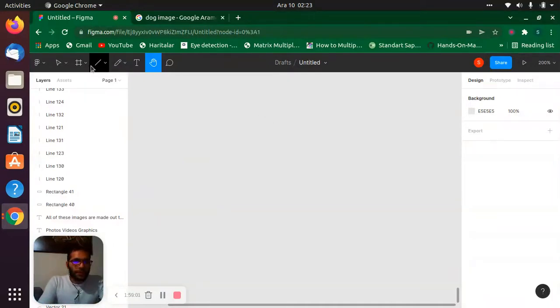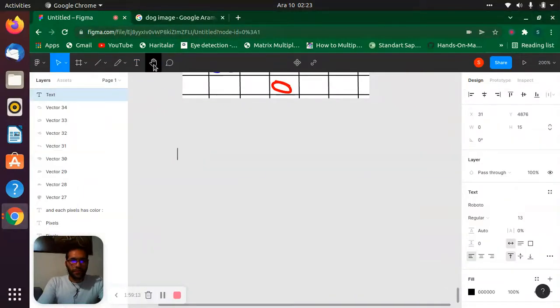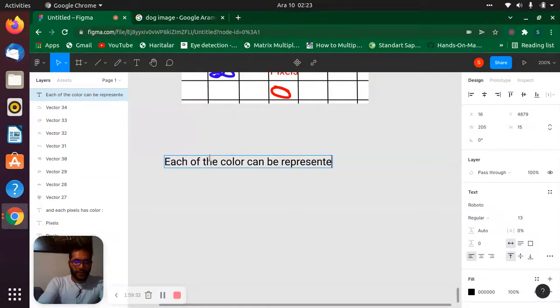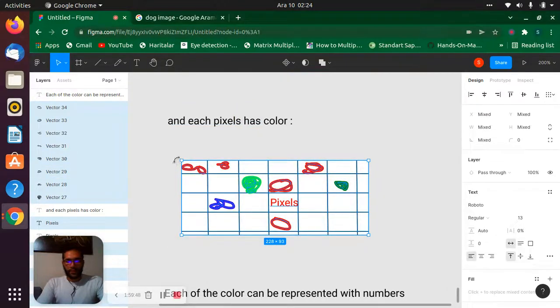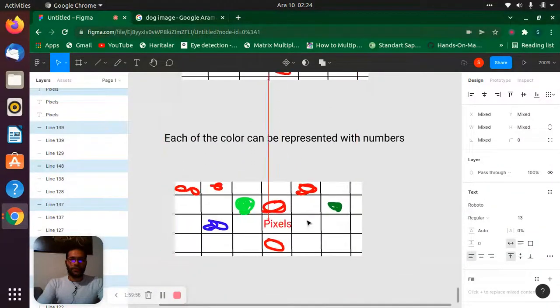So now I will write here again, maybe 1 minute, right here. Each color can be represented with numbers, with numbers, right? So what I am saying here, now I will explain to you. I got it again, and I'm coming down. And I will put here this example.